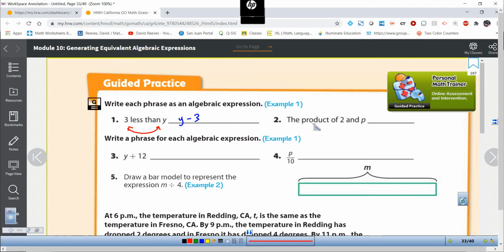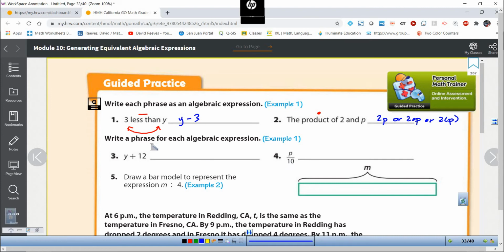Product, if you were to look on that table, product means multiplication. Product means multiplication. So the product of 2 and p, the best way to write it is simply to write 2p. Remember, 2 is the coefficient and p is the variable. All right, if you wanted to put a dot, you could put a dot, 2 times p, or you can put parentheses. That also shows multiplication.